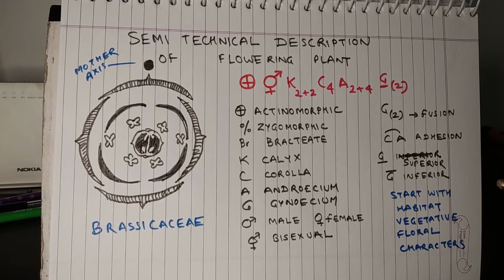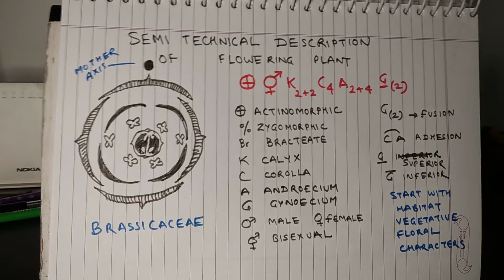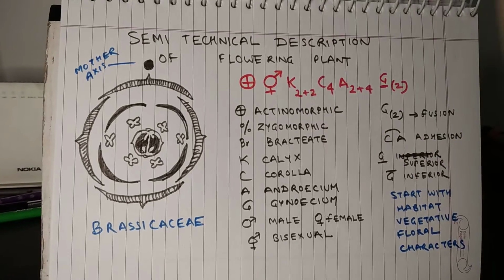about the family. While writing the floral characters, you need to learn to write the floral formula, because once you can remember the floral formula, it becomes very easy to write the description of a particular family of angiosperm. So here is a floral diagram, and this is the floral formula. Here are some symbols.